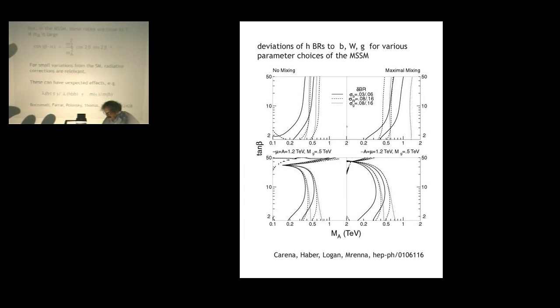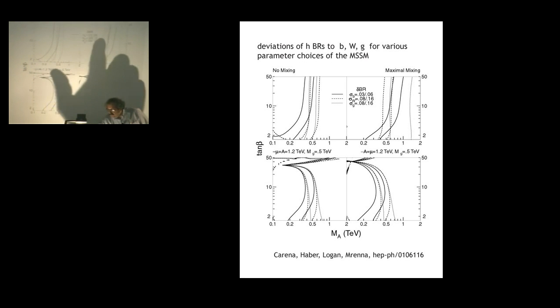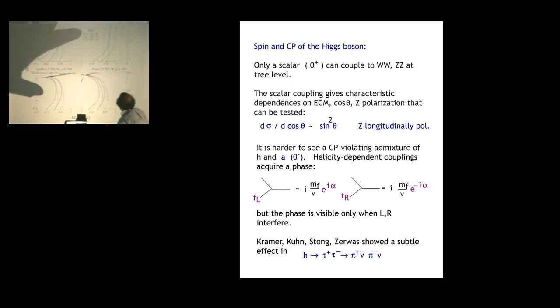Actually, maybe I should say this would have been clear to me if I'd read this paper, but these guys have re-emphasized this point. Here's some results of that study, and what you can see is that it's, in fact, quite straightforward in the parameter space of the MSSM to generate 3%, even 10% corrections to what you see here, which are the B, W, and gluon branching fractions.